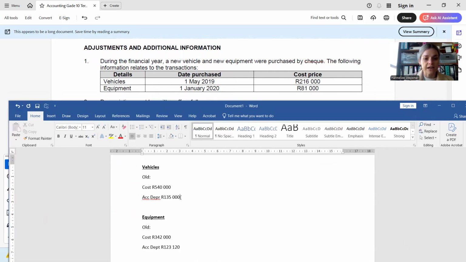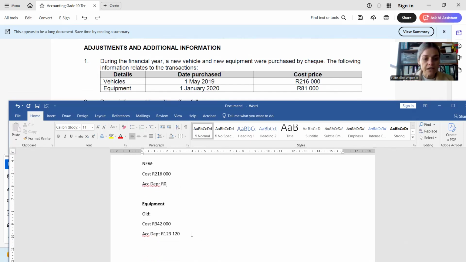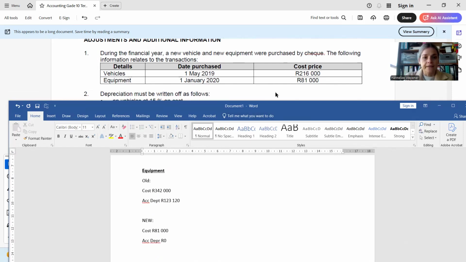So you have for the current year also new vehicles that you purchase at a cost of 216,000. And remember, there's no accumulated depreciation on new assets because you can only start accumulating depreciation after owning it for a few months in your current financial year. Then new equipment with a cost of 81,000. And then once again, no accumulated depreciation there as yet. Okay, then we're moving on.